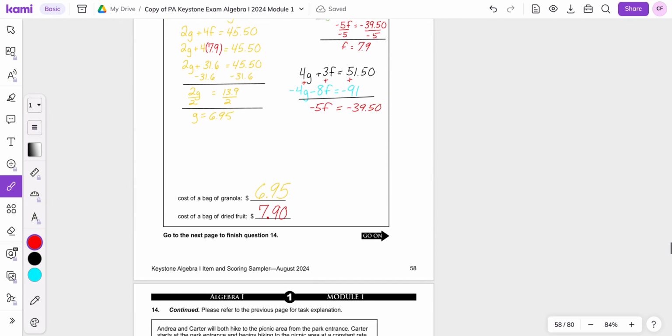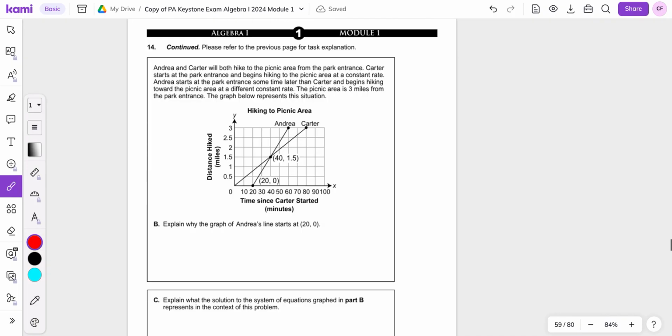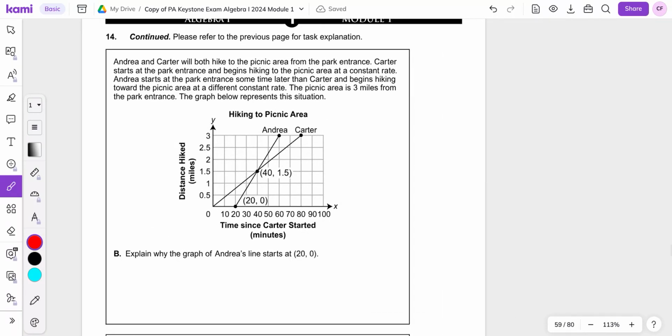If I move to part B now, it says, please refer to the previous page for task explanation. It says, Andrea and Carter will both hike to the picnic area from the park entrance. Carter starts at the park entrance and begins hiking to the picnic area at a constant rate. Andrea starts at the park entrance sometime later, then Carter begins hiking toward the picnic area at a different constant rate. The picnic area is 3 miles from the park entrance. The graph below represents this situation.